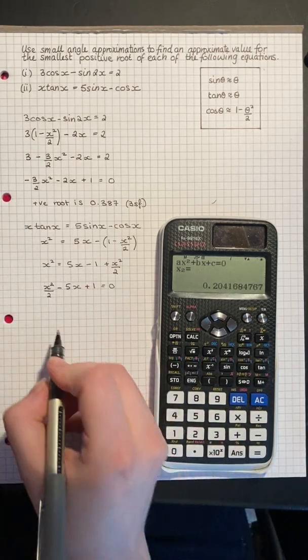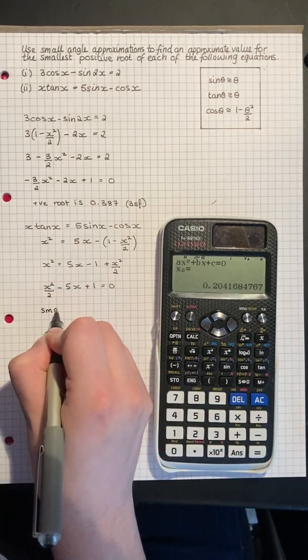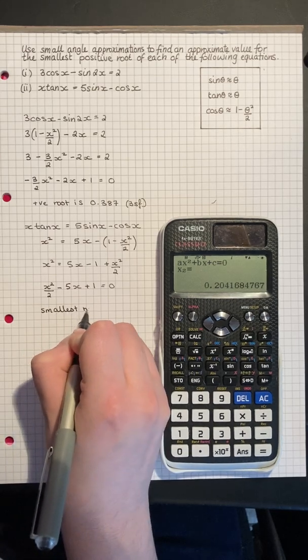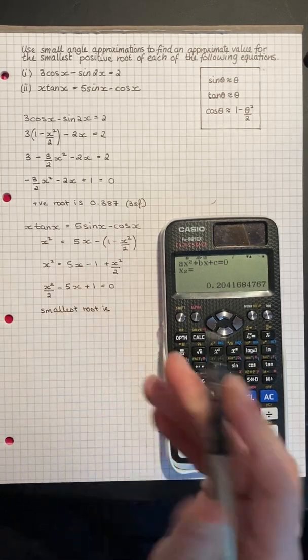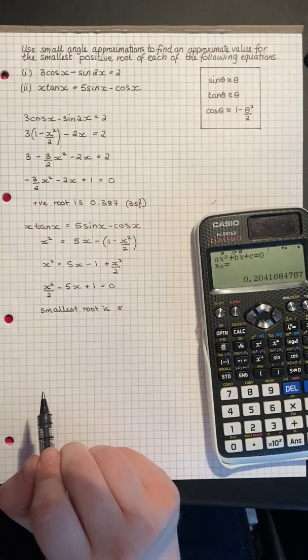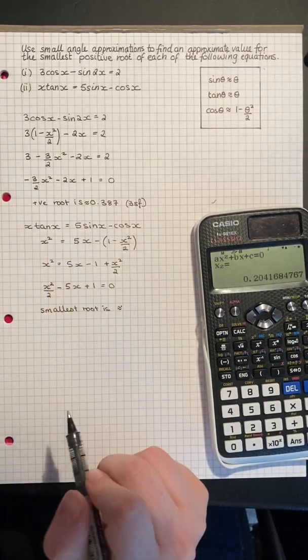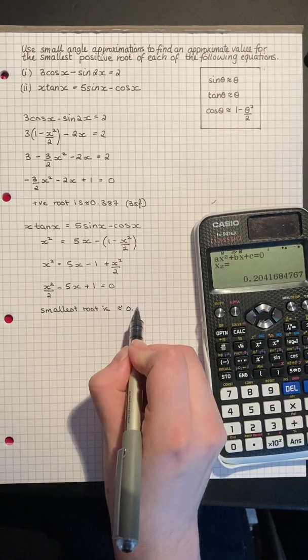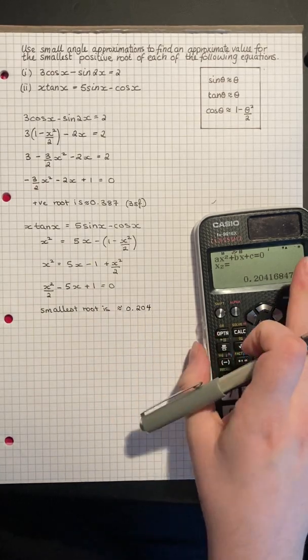I want the smallest positive root, and of course these are approximate, so I should really write that. I should put that up here too. 0.204 to 3 significant figures.